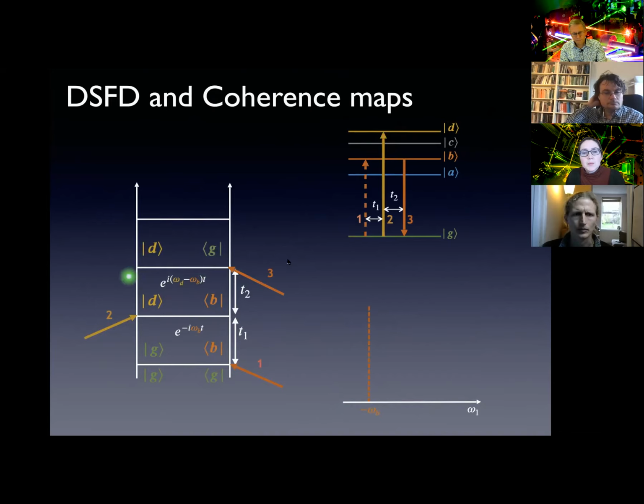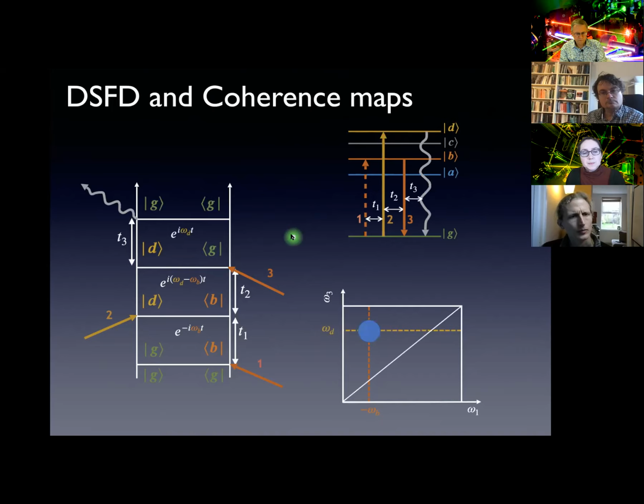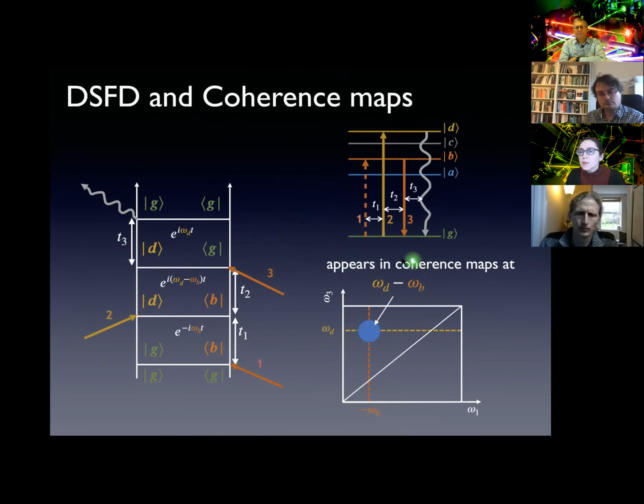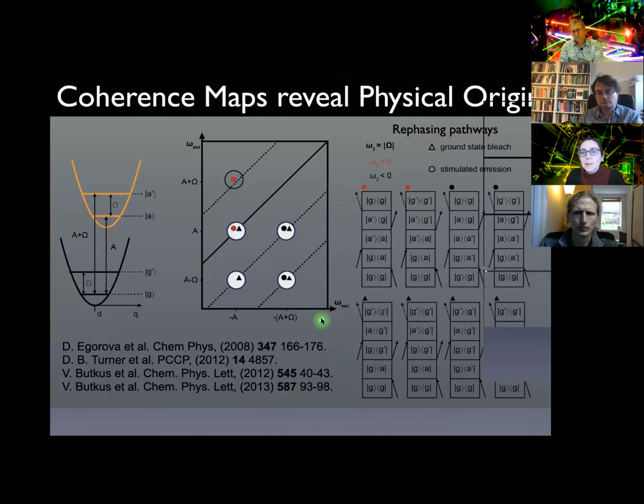Okay, then my third pulse comes in. In this particular case, now I'm in a coherence between D and the ground state. Okay, and then I have my signal emitted. Now, of course, Fourier transform with respect to T3 gives me my detection frequency axis, and I'll see a feature here for this particular diagram, which in a coherence map will oscillate at this difference frequency. Okay, so this is just to illustrate how we can look at the two-dimensional distribution in these coherence maps and get insight into what's happening in the system.